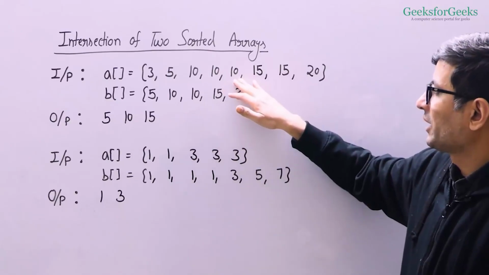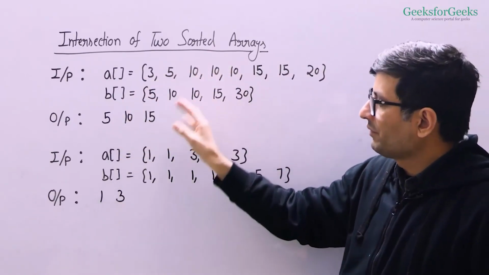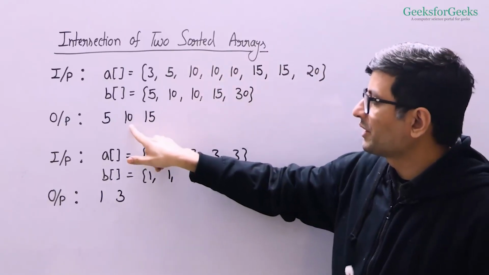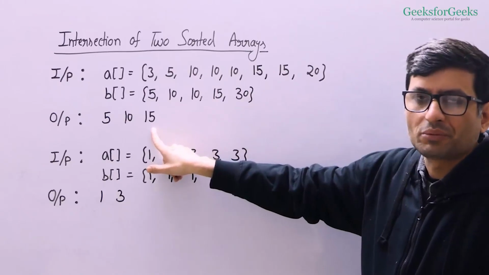So for this example, our output is going to be 3 and then 10, right? Even if it appears multiple times in both the arrays, we are going to print it only once. Then 15 is also common, so our output is going to be 15 also.